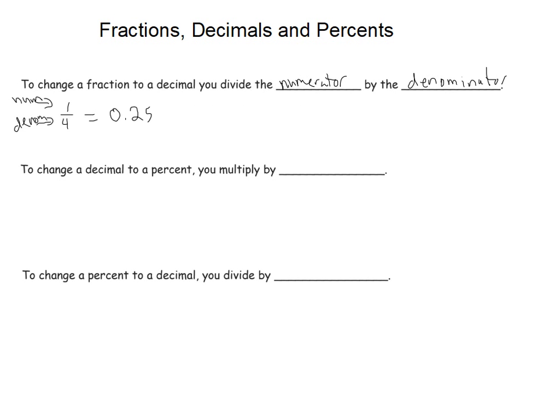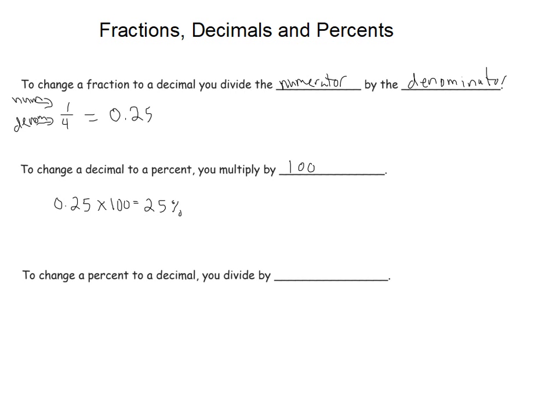Now, we may want to change that decimal to a percent. So in order to go from the decimal to a percent, we'll stick with the same example. What you have to do in this case is just multiply this by 100, and that would give you what the percentage is. So 0.25 times 100 would give us 25%. So to change the decimal to a percent, you multiply by 100. Nice and simple.